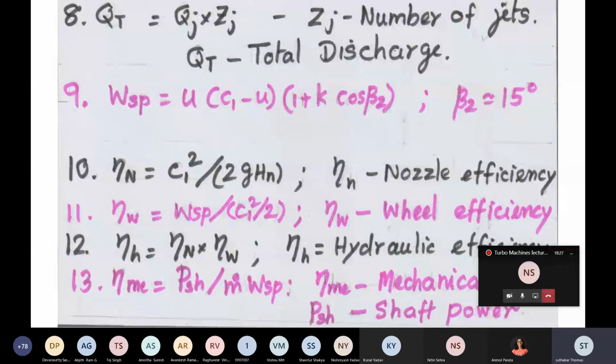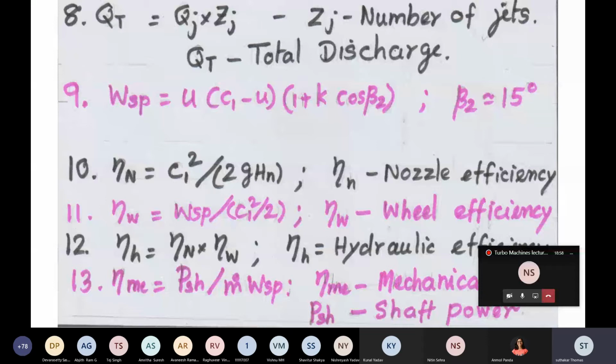Now the specific work equation which we have derived, that is U into C1 minus U into 1 plus K cos beta 2. Beta 2 value is around 15 degrees. Then you have the nozzle efficiency. Some efficiencies are defined. You have a nozzle efficiency, you have a wheel efficiency, you have a hydraulic efficiency, you have a mechanical efficiency, and you have an overall efficiency. So how many are there? 5. 5 efficiencies are there.